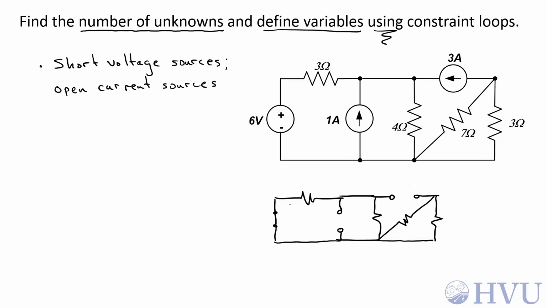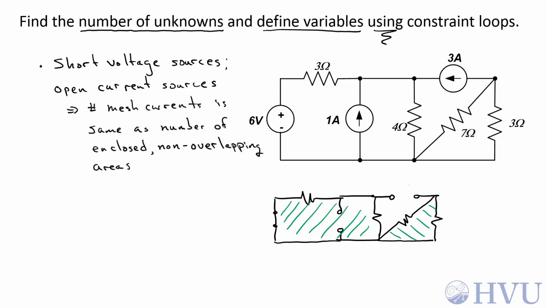That process leaves me with two enclosed non-overlapping areas. One's there and one is here. The number of mesh currents is simply the number of these areas. So we have two mesh currents. That means we'll have two unknowns.